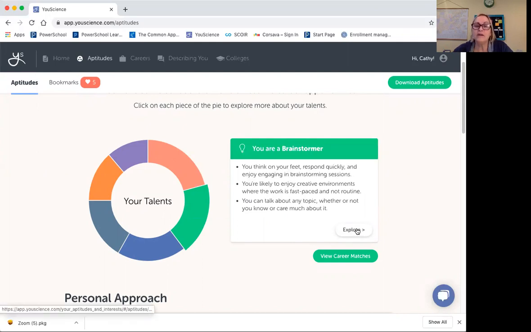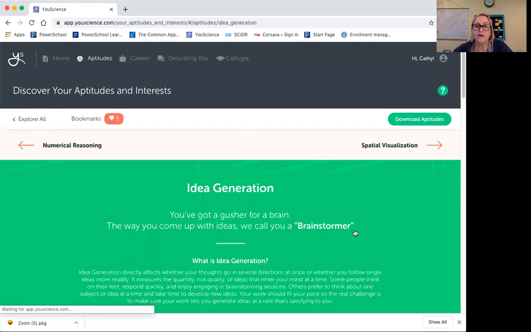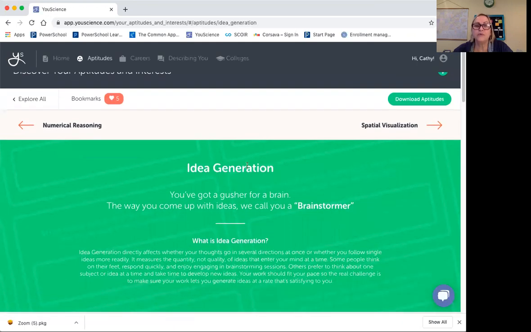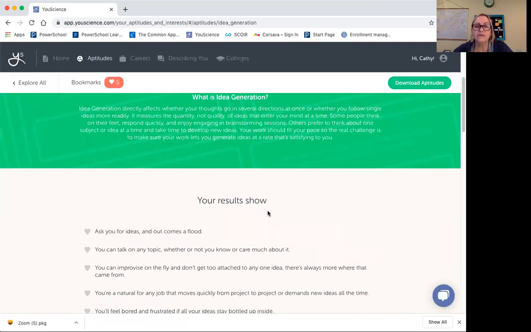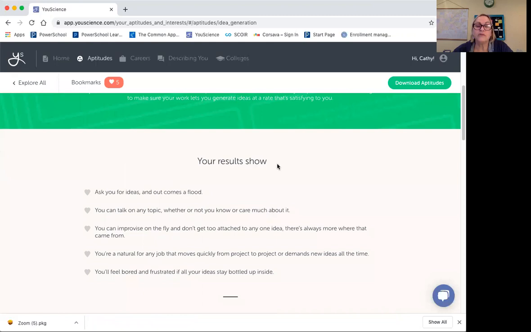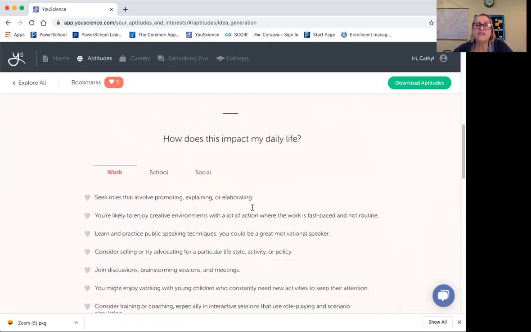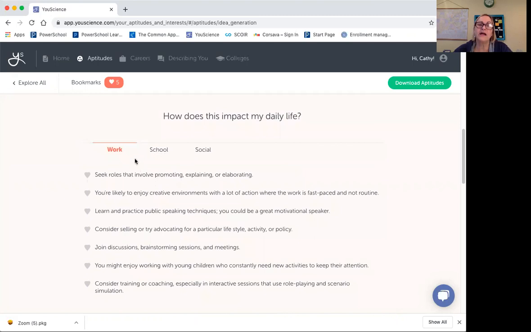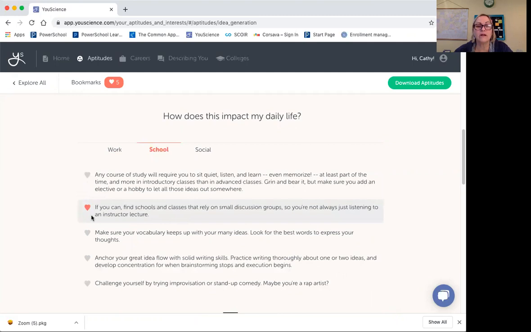Whenever you can, if you see an explore button, go further, go a little bit deeper and see what else they have to offer. This is more about just what idea generation is, but it says what the results would show about you. It says how that would impact your daily life, at work, at school. I put a little star on this one because it said I should make sure that I have some classes that have small discussion groups, so I'm not always listening to lectures. Yours might say something similar, or it might say something entirely different.